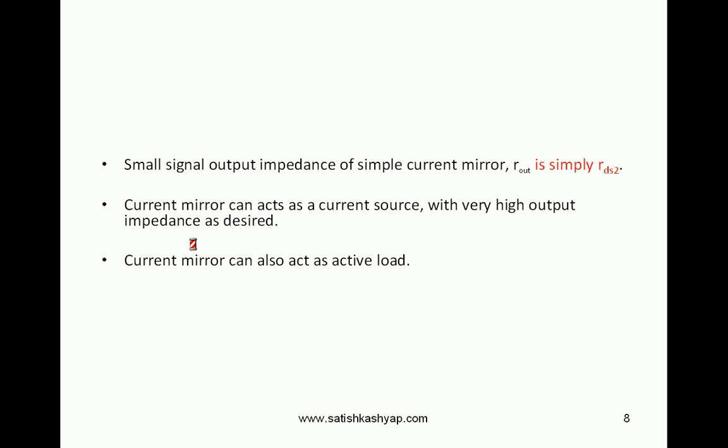So the conclusions from this simple current mirror are: the small signal output impedance of a simple current mirror is always RDS2, which is nothing but the output impedance of the M2 transistor, the Q2 transistor. And a current mirror can act as a current source with very high output impedance as desired.